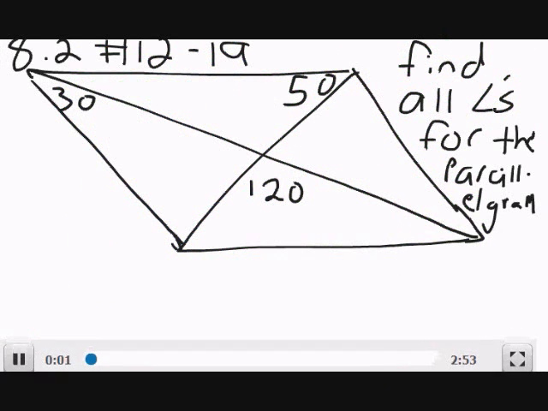Now we're on to our last type of problem, which is going to ask us to find all of the angles for the parallelogram shown. Now we're going to have to pull information from lessons in the first semester. Let's look at some of those properties of lines and angles that we learned then.